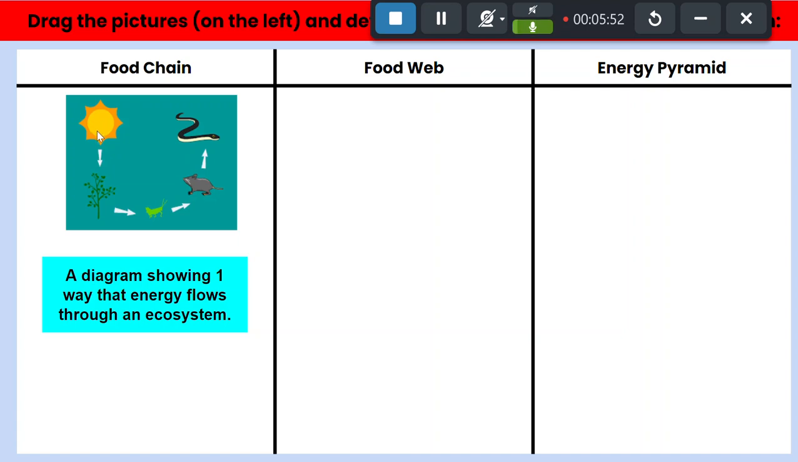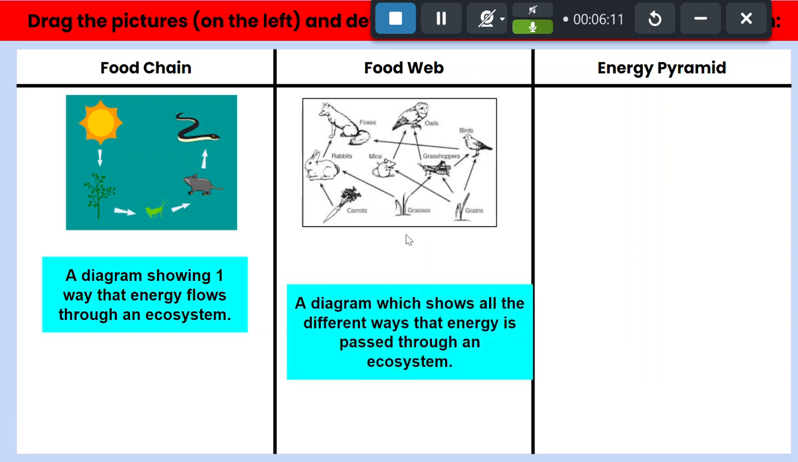And so I realize this is not a straight line, but we have energy from the sun going to the plant, energy from the plant going to the chameleon, energy from the chameleon going to the mouse, and energy from the mouse going to the snake. So a food chain is a diagram that just shows one way that energy flows through an ecosystem.